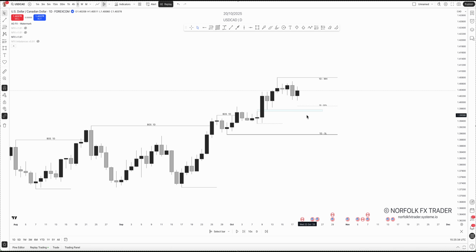This low will get run after closing through this area. Now, if we close through this level as well, we don't just wick through. As we have nothing else here, we're going to run for the strong low for external liquidity. So basically, this imbalance and this level is classed as internal liquidity.